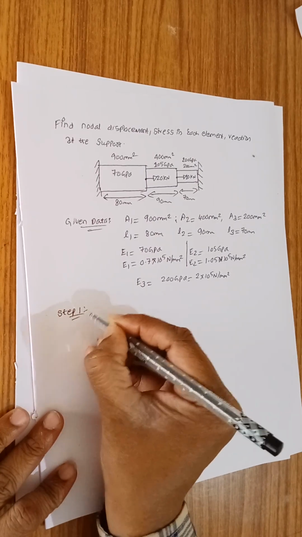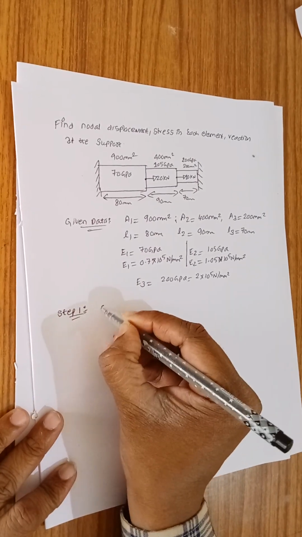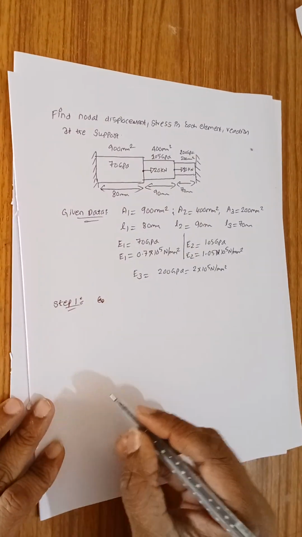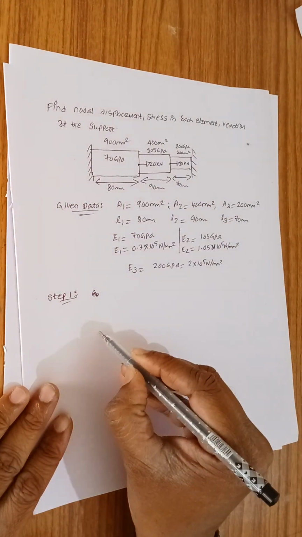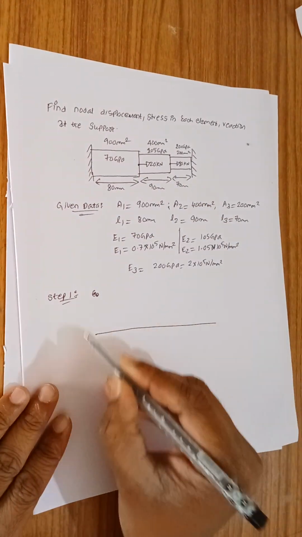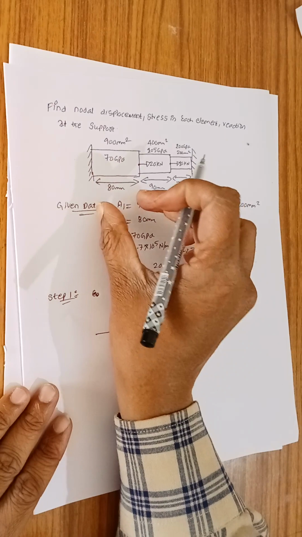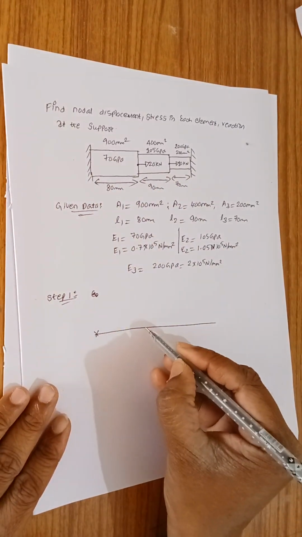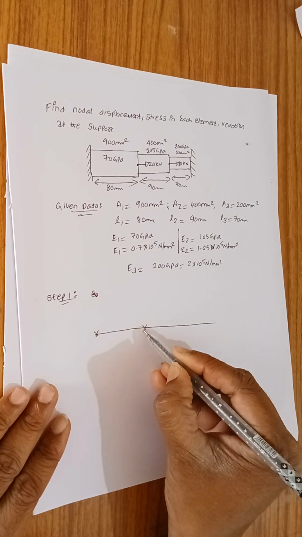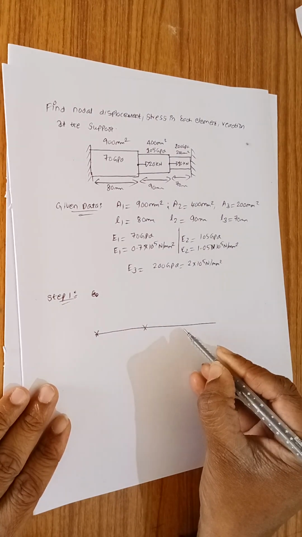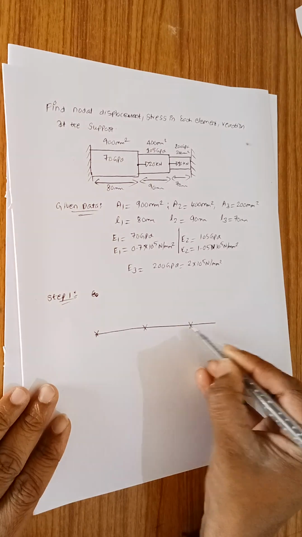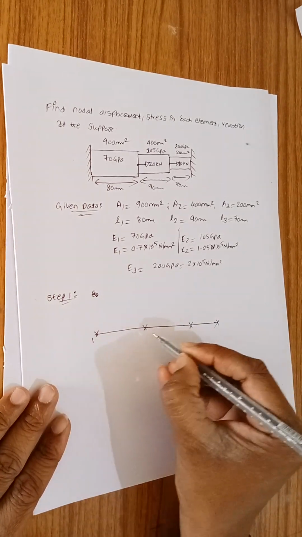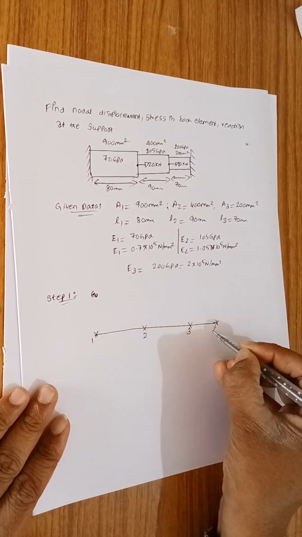Step 1 will be to construct the FEA model. I'm not going to write all those in sentences, so you can refer to the previous video. Let me draw this FEA model. It's 80, 90 and 70, so accordingly let me vary the lengths. This is just a rough sketch. This is node number 2, and you will get 4 nodes over here. So this is node number 1, node number 2, node number 3 and node number 4.